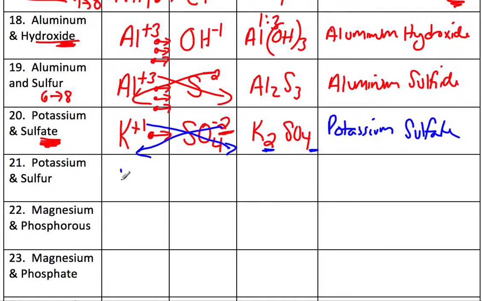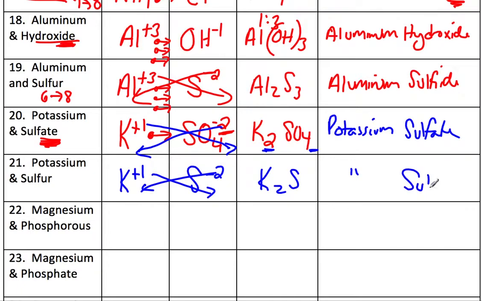All right, if potassium hooks up with sulfur, this is regular old sulfur right off the periodic table. Crisscross the charges, it's K2S. Potassium sulfide. Right off the periodic table, ide ending.